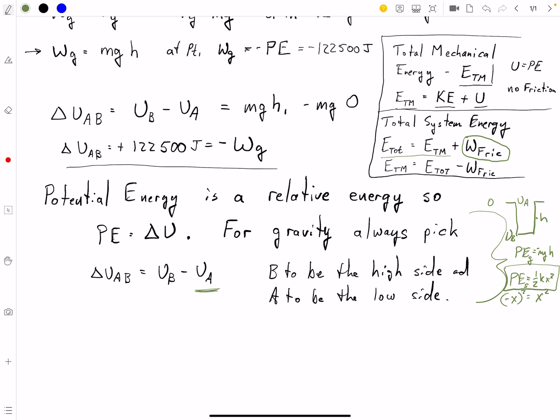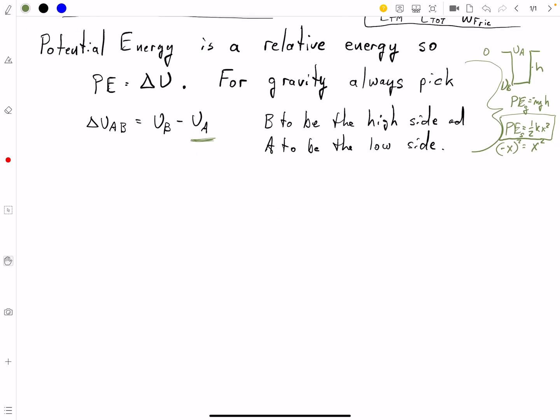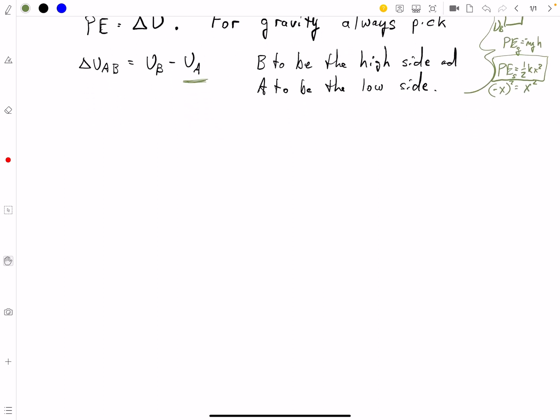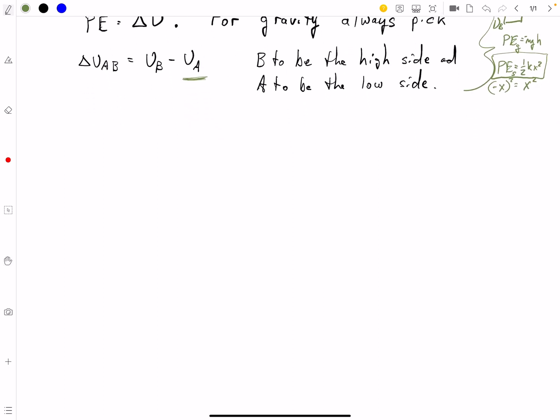So let's do it a little bit. We need to talk about the conservation of energy. So I'm going to scroll up here, and we're going to come back to that drawing, so fear not. It's not a wasted drawing. Okay, so the conservation of energy.